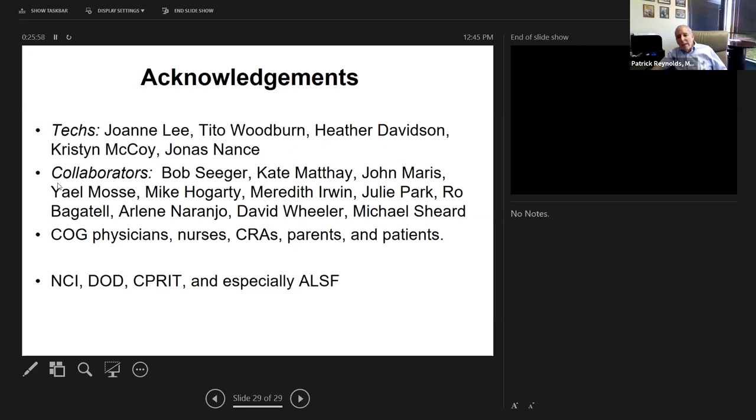These people have done a remarkable job, and I really have been fortunate to work with all of them. The collaborators I've had over the years, and I don't have all of them listed here, especially my students and postdocs that have really done a lot of work on these, but starting with Bob and Kate, John and Niall, and Mike Hogarty, Meredith Irwin, Julie Park, Ro Bagatelle, all of these people have made sure that we get samples and work with us on getting data and samples, and I can't thank them enough. And for you that get models, please realize these are the people that helped you get them.